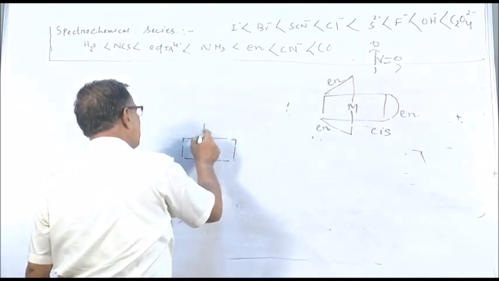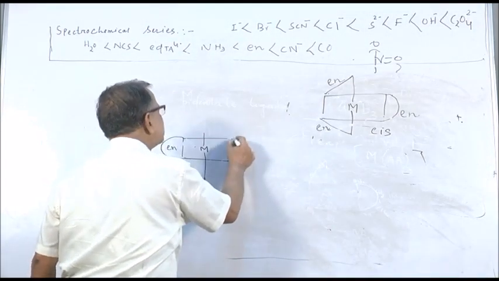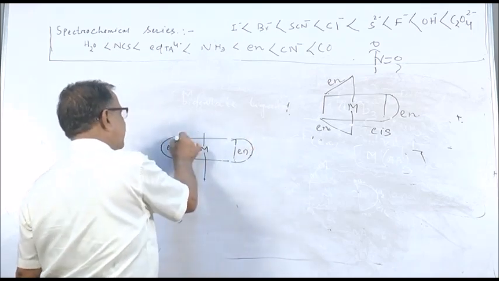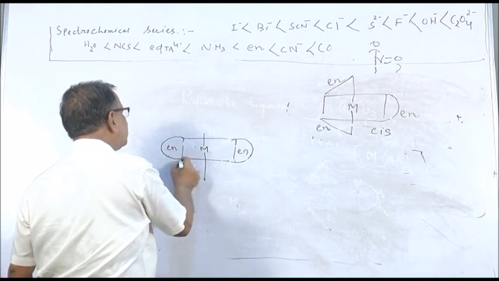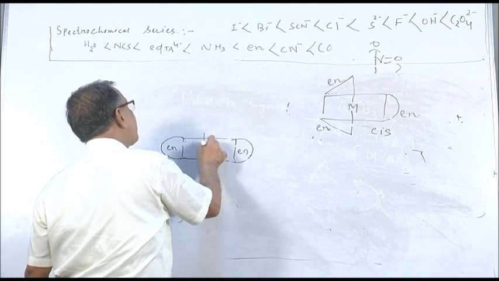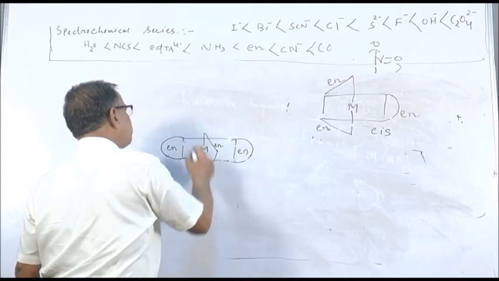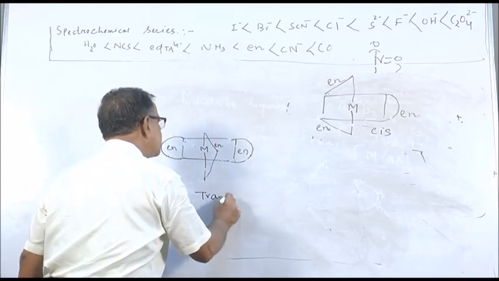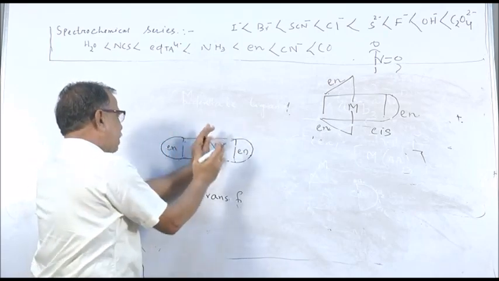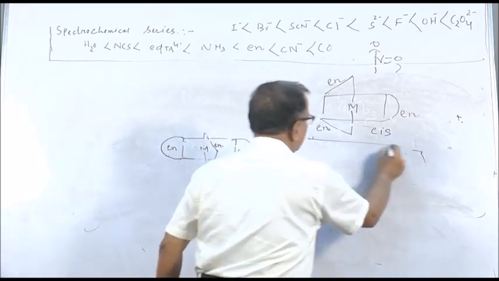Cis form and trans form. Trans form like this, these 2 positions are en. You keep these positions en, then NH2, CH2, CH2, NH2, because bonding takes place through NH2, and the rest is en. So this is the trans form. The trans form is symmetrical, because if you take a mirror, this is the mirror image of that one. But this is the cis form.